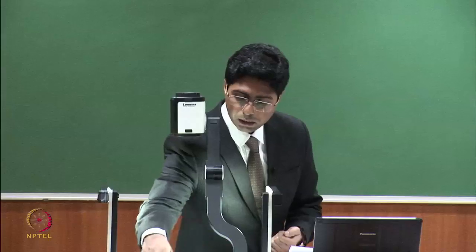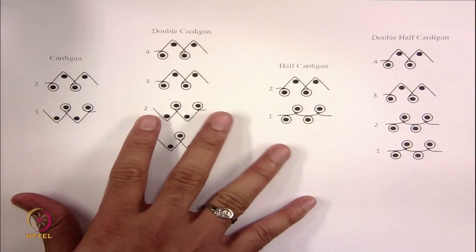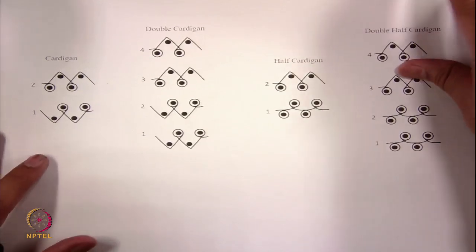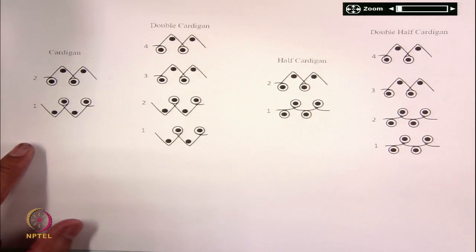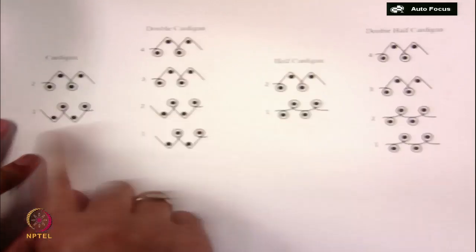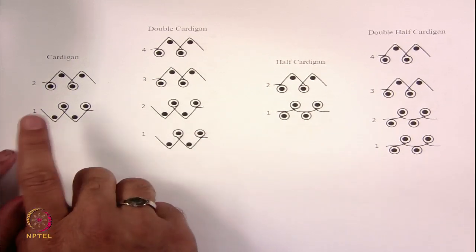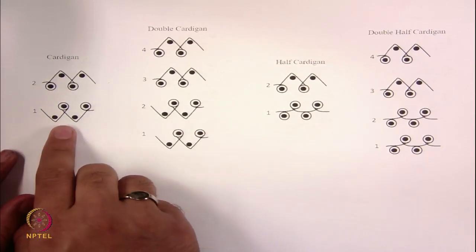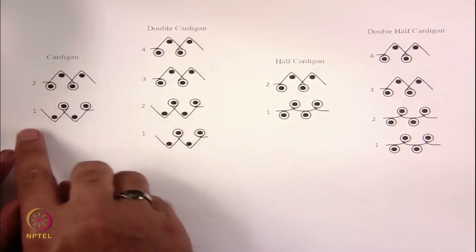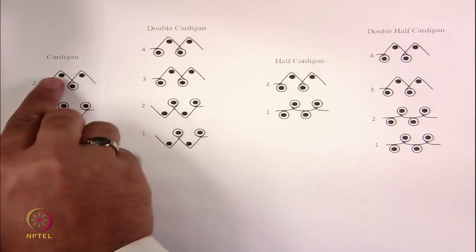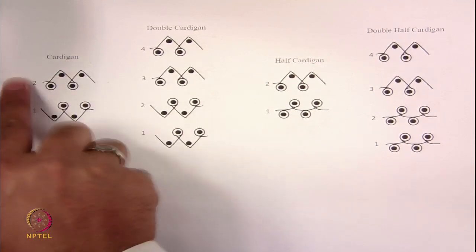So in reality, basically these are the four variations of tuck, which are quite popular in the tuck category. So the first one is cardigan, which we call full cardigan also. So front tuck, back loop, then front loop, back tuck. So it repeats in two courses.